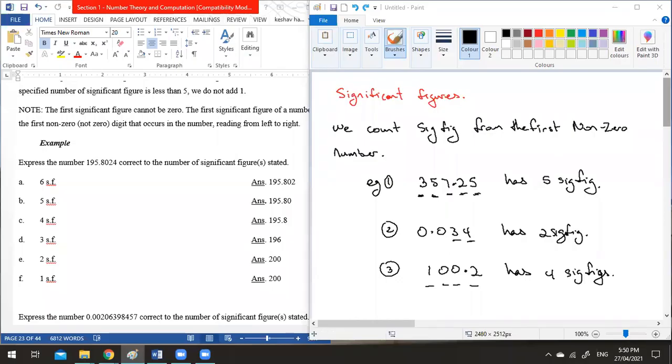So yeah, let me do an example with significant figures, right? Can't find the mouse.